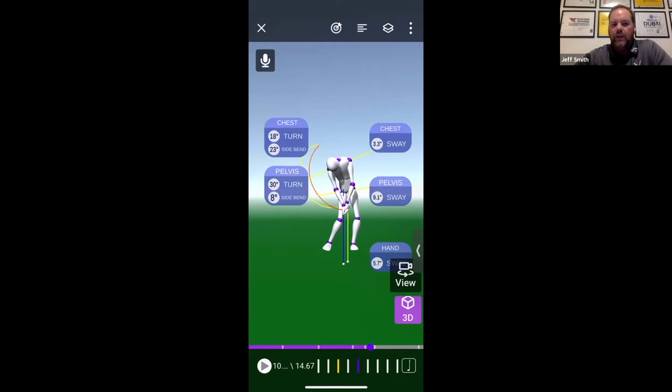There's also a relationship here when you look at the chest, and this is something that I'll look at with every single player, all of my tour players, when they tell me I want to have a specific ball flight. Someone that's hitting a draw, we are almost always going to see a greater side bend value at impact than we are a rotation value.